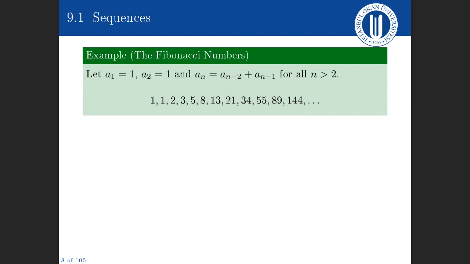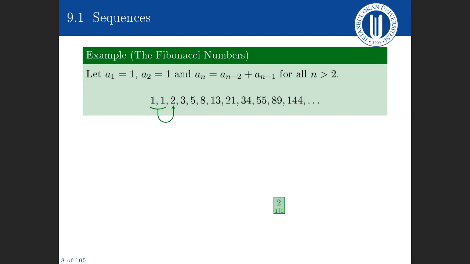Perhaps the most famous sequence is the Fibonacci numbers, and we define them like this. A1 and A2 we say should be equal to 1. And then after that, each term of the sequence is the sum of the previous two. So for example, we're going to start with 1 and 1. To get the third term, we do 1 plus 1 is equal to 2.